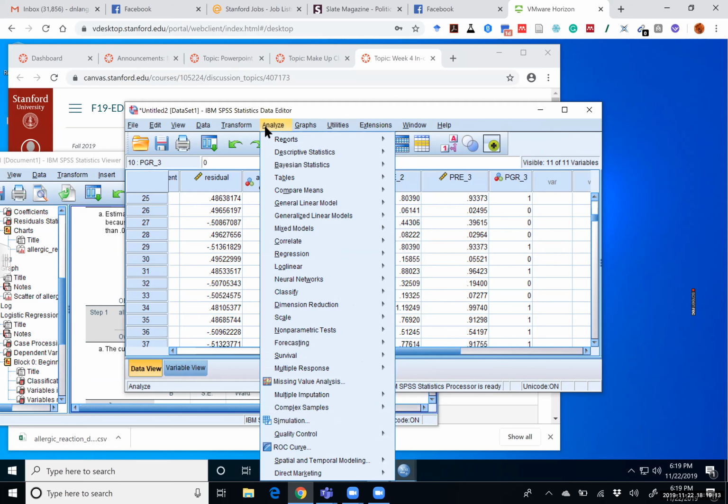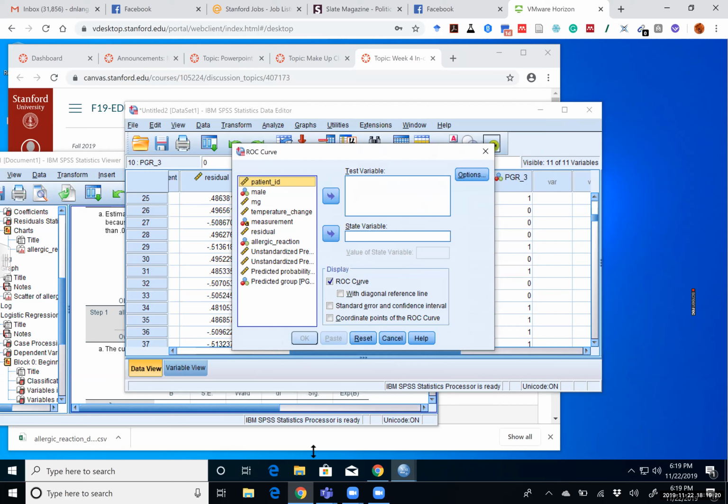So what you can actually do is go through and generate something called a ROC curve, and that stands for receiver operator characteristics. And what that does is it plots recall or sensitivity against your test variable, which in this case would be our predicted probability. And then we assign our state variable, which is whether or not you have an allergic reaction. And we also have to define a reference class. So in this case, it's going to be 1 for whether or not a person had an allergic reaction.